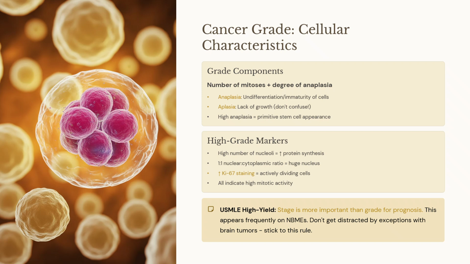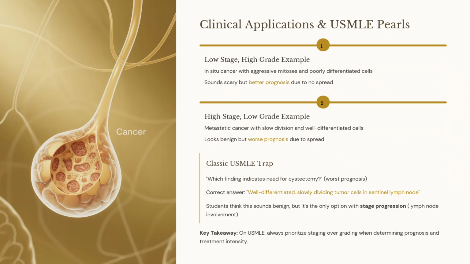So now this is about stage and this is about grade. We have seen both. Which is more important for prognosis? The cancer stage is more important for prognosis. Even though cancer grade looks very sinister, the stage, that is metastasis, is more important for prognosis. A low stage, high grade sounds scary, but it is not so bad. The prognosis is better.